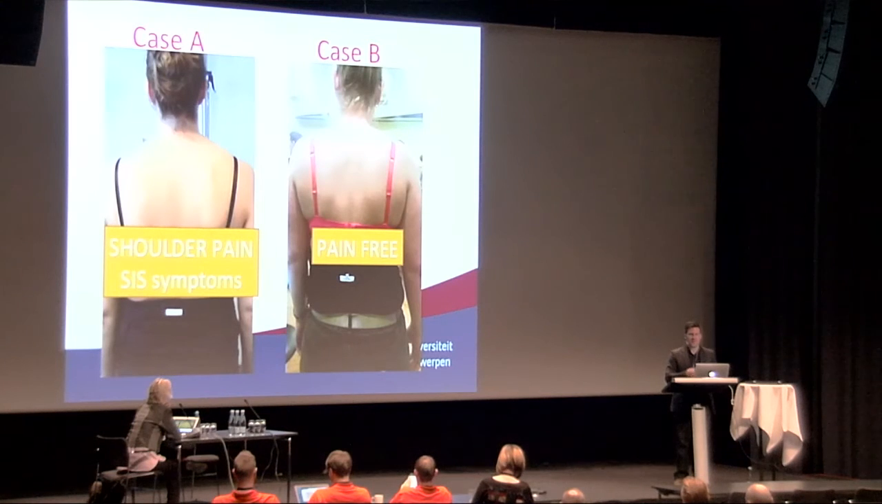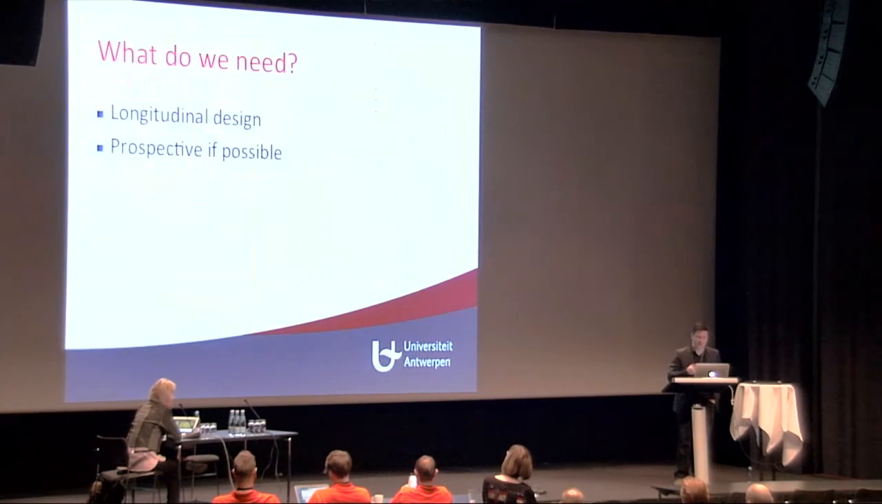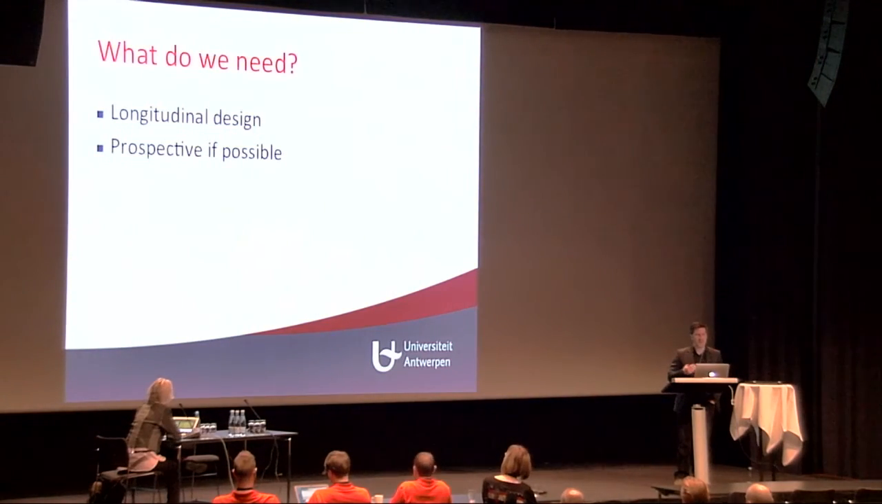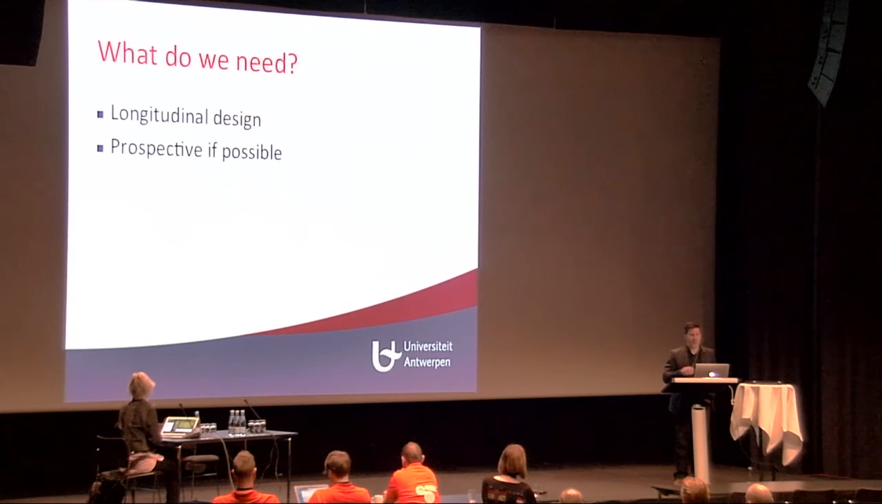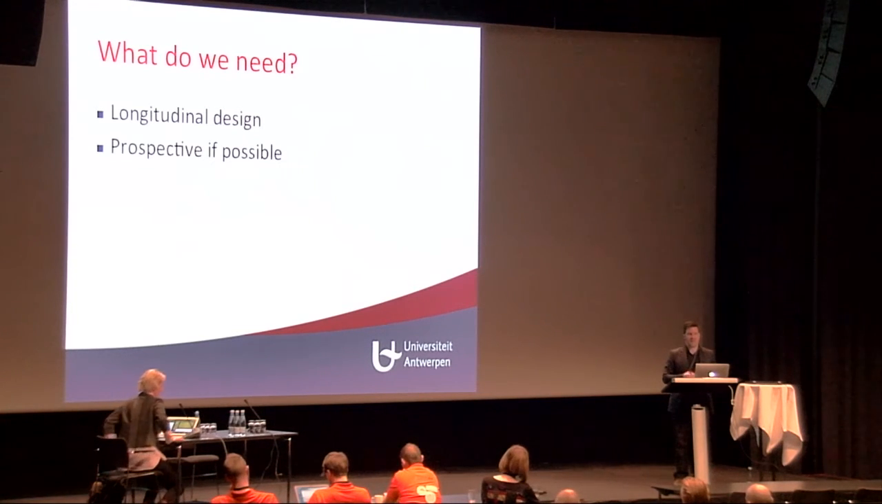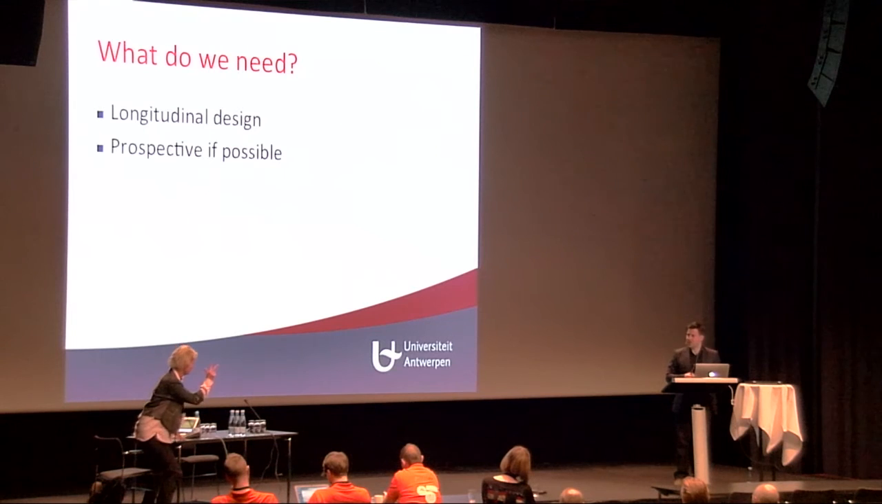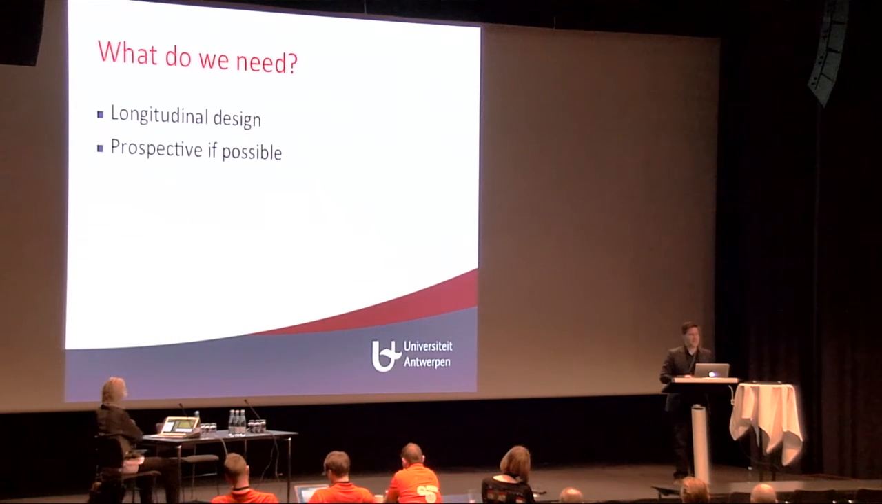What do we need to say whether it's predictive or not? We need good longitudinal designs. We need good prospective studies. And the researchers here and the clinicians know that it's very difficult to perform a good longitudinal, prospective design. On shoulder pain, there are just a few studies that have a good prospective design. I will not go into the details of all the studies, but just present you the results of the prospective studies looking at scapular dyskinesis as a risk factor for shoulder pain.